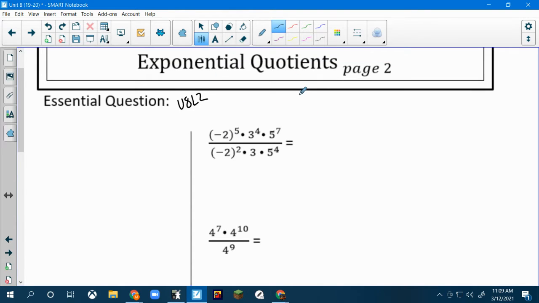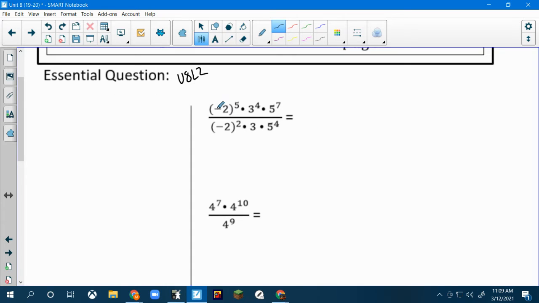Exponential quotients. Okay, got a bigger example here: negative 2 to the 5th times 3 to the 4th times 5 to the 7th. Well, let's simplify this out. Negative 2 to the 5th over negative 2 squared is going to be negative 2 to the 5 minus 2, times my next one is 3's, my base of 3, exponent of 4 minus 1. Remember, there's a 1 there. Times my last one is my base of 5, and I have 7 minus 4.